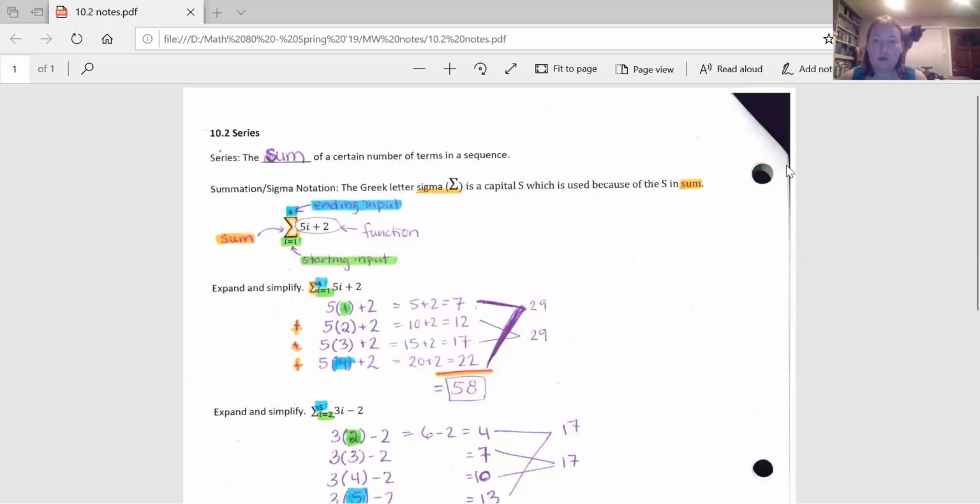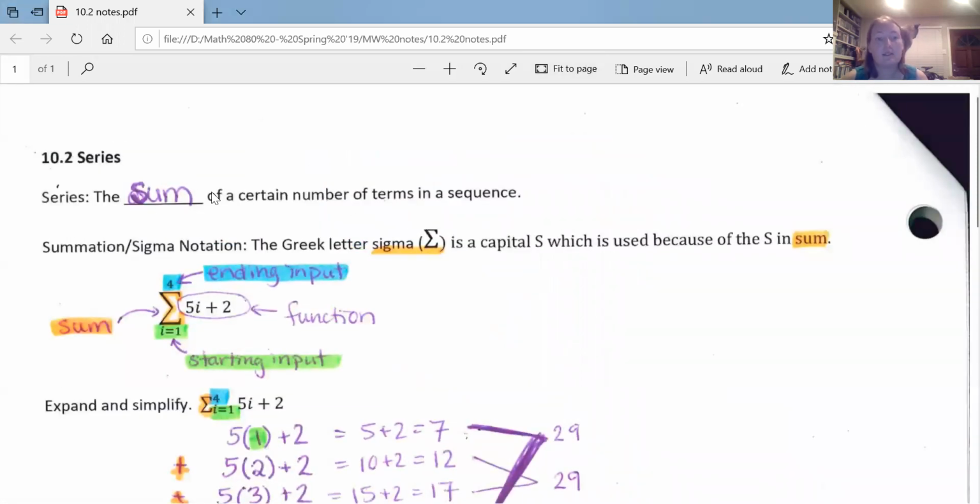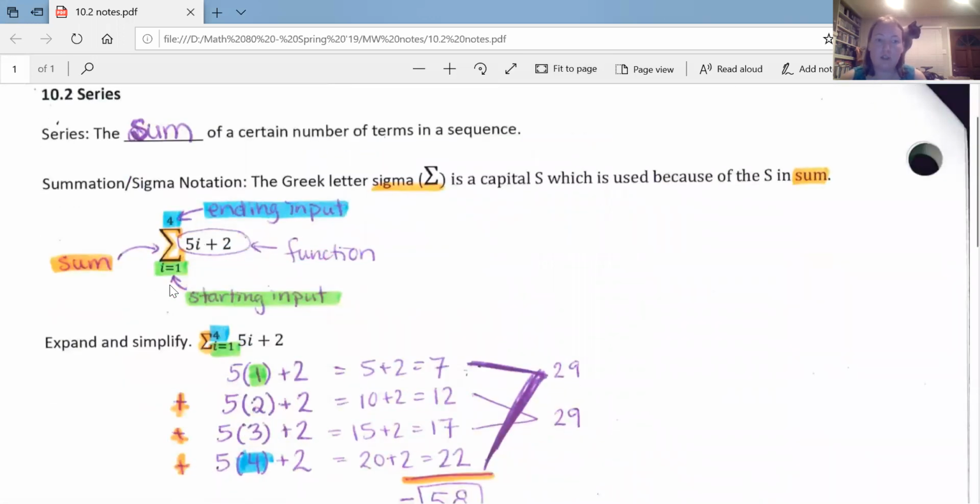Right, 10.2 is on series, and a series is the sum of a certain number of terms in a sequence. So to determine that, you say which one you're starting with and which one you're ending with. And you have this sigma symbol, which is the Greek letter sigma, and it represents the sum.